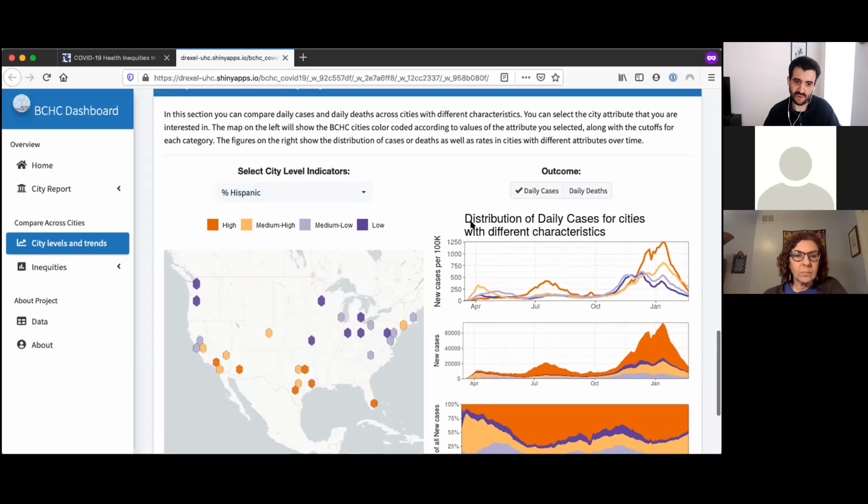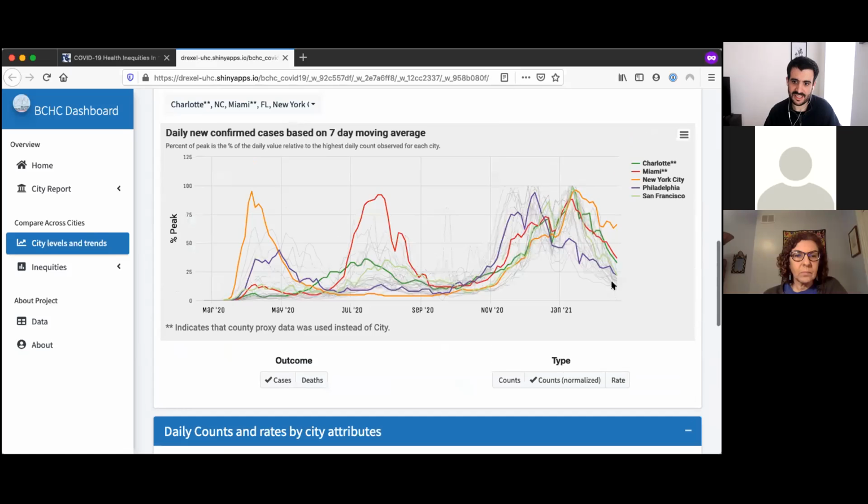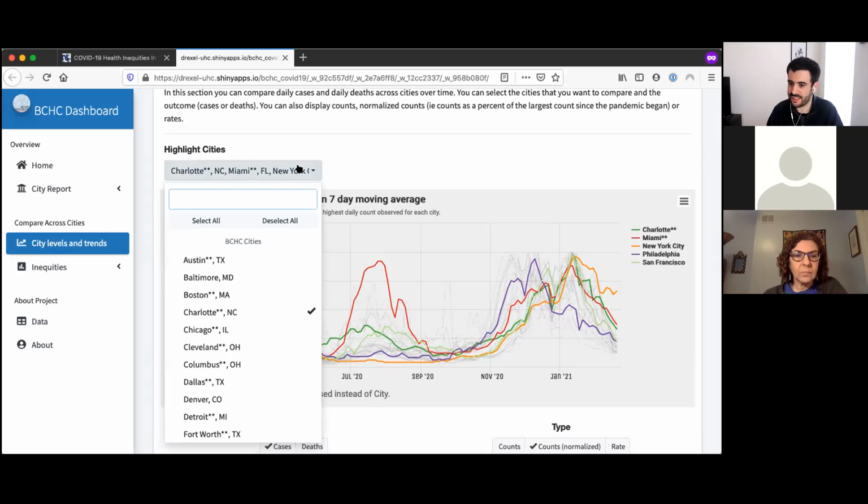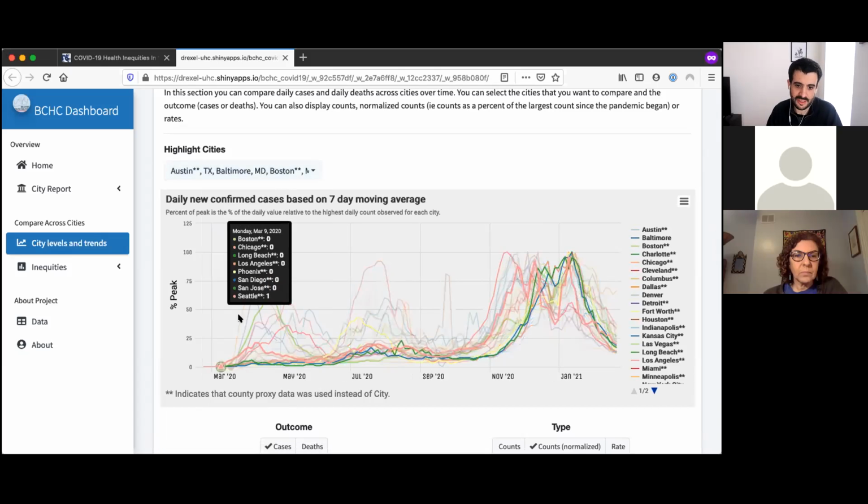Now, one last thing before we go into the inequities part is that you can also check how the pandemic has evolved city by city, but trying to compare them with each other. In this figure, what we allow the viewer is to check, very similar to the trends figure that we saw in the city reports, how a city has evolved over time with respect to their peak. And we can add more cities here. Right now we have added Charlotte, Miami, New York City, Philadelphia, and San Francisco, but we can even select all of the cities here. And we can get an overview of how the pandemic has evolved.